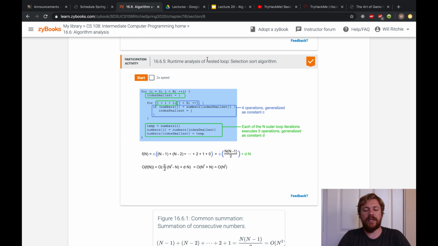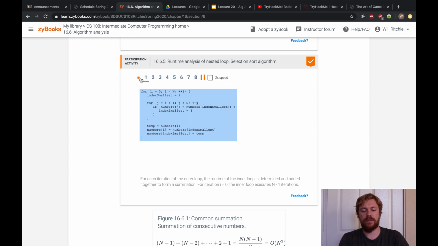So here we are, runtime analysis of a nested loop. We're looking at the selection sort algorithm. And if we remember, the selection sort algorithm has a for loop within a for loop. And so what this means is, at each iteration of this outer one, the inner one will loop n number of times. And the outer one will also loop n number of times.